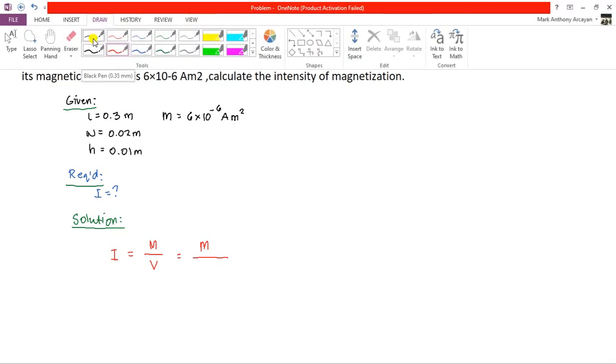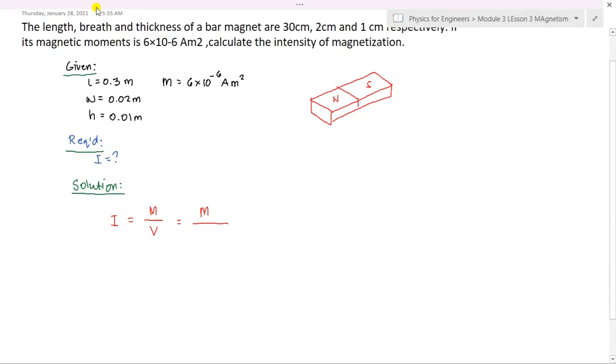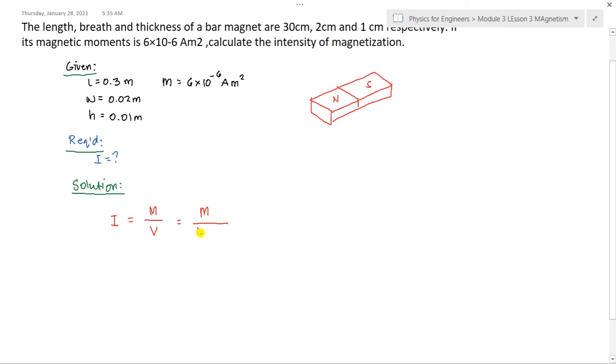Diba, this is a rectangle, tama ba? Okay, this is a rectangular magnet indeed since it has length, breadth, and thickness. This is the north and this is the south pole. So here, the volume of a rectangle, of course, you already know that one. That is the length, the width times the height.